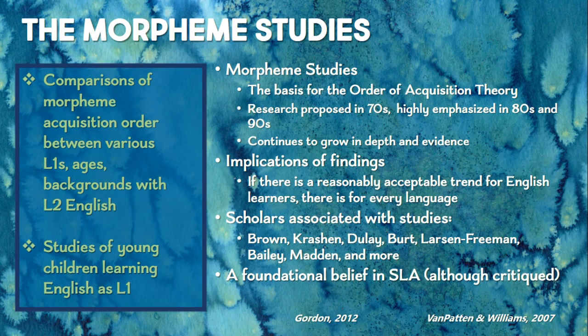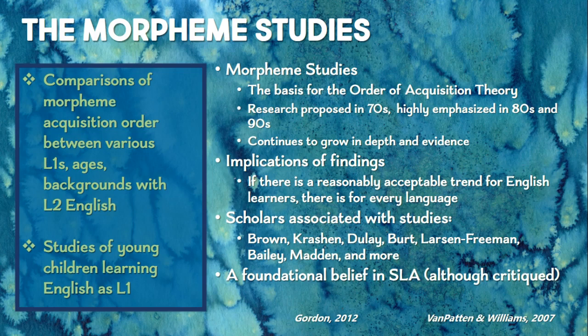And these studies are the basis for the theory of the order of acquisition. It continues to grow in depth and evidence, but there's enough there that we can reasonably assume it to be true, and it needs some refinement. So here's some of the implications of the findings. If there is a reasonably acceptable trend for English learners, then there has to be for every language. English is not special, people.